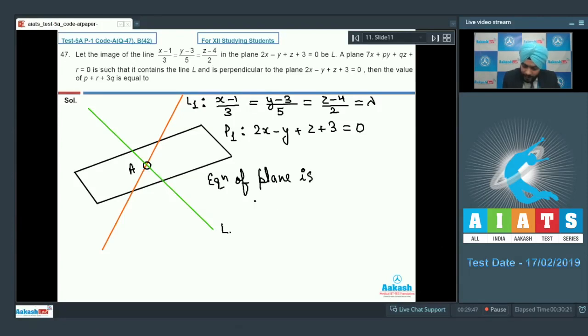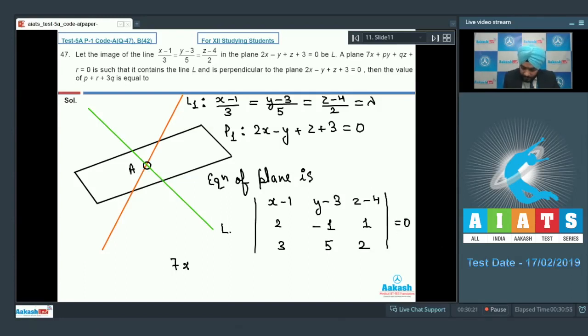Let us take any point on this line L1: 1, 3 and 4. So x minus 1, y minus 3, z minus 4. It is perpendicular to the given plane, 2, minus 1, 1. It also contains L as well as L1. We don't need to find the equation of L. We can directly use the direction ratios of line L1. So we have 3, 5, 2 over here, equals 0. From here you will get 7x plus y minus 13z plus 42 equals 0.